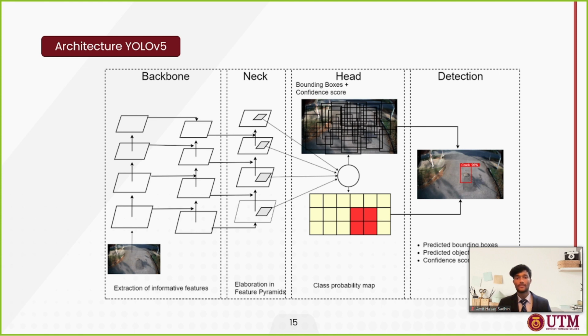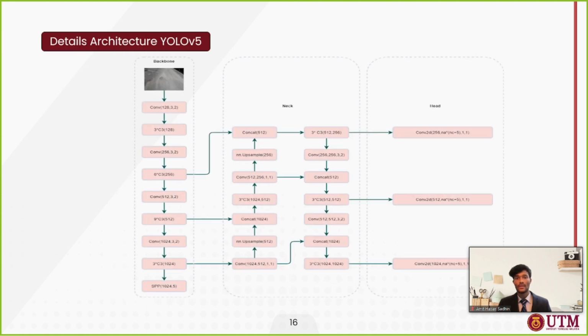In the final step, YOLOv5 identifies object frames, frames them within bounding boxes, and presents a confidence score for each detection. This is a further detailed overview of the YOLOv5 architecture, based on three main parts of YOLOv5.